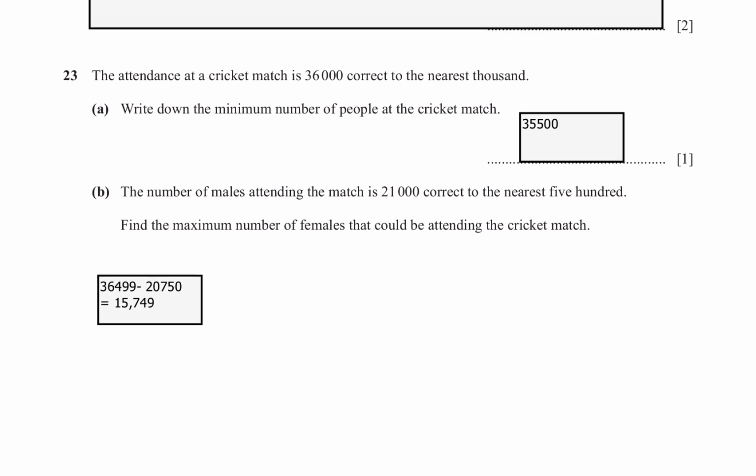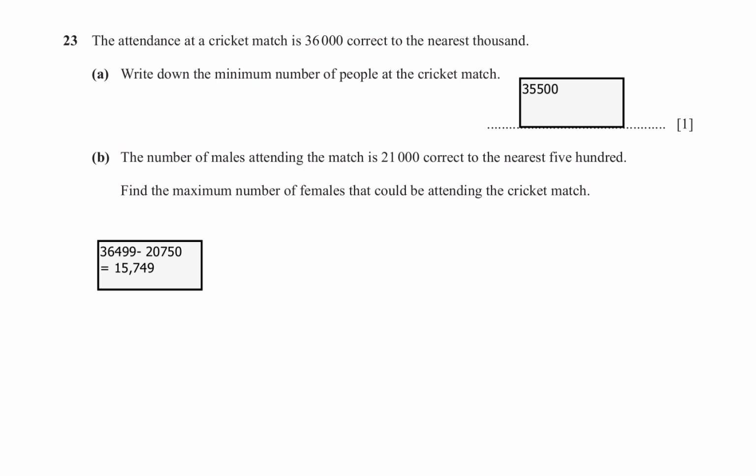Okay, the attendance of a cricket match is 36,000, correct to the nearest thousand. Write down the minimum number of people at the cricket match. The minimum number of people at the cricket match is 35,500.